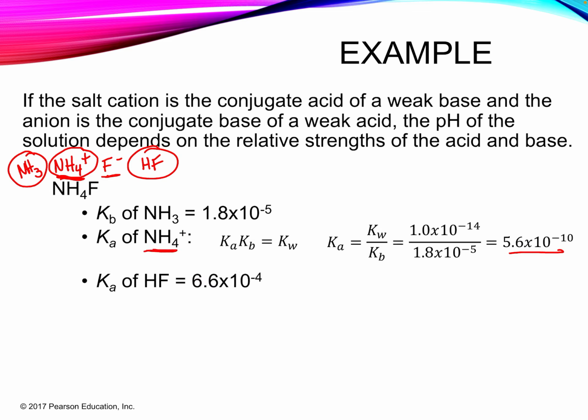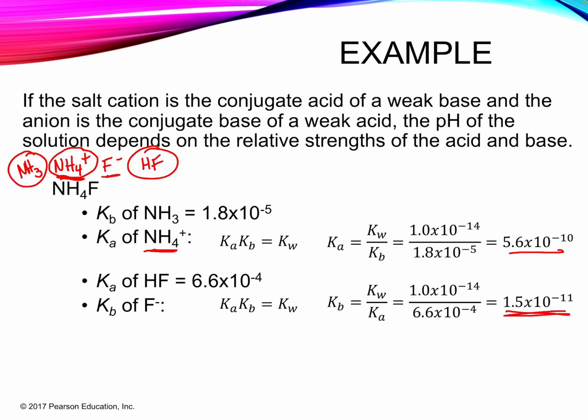And then we'll do the same thing for hydrofluoric acid. It's going to have a Ka value because it's an acid, but we need the Kb value of the fluoride because that's the one that's acting as a base. So again, we can use Ka times Kb equals Kw, and then solve for our Kb. And then we'll compare them. So if we look, which one's bigger? This one's bigger. So since our Ka value for ammonium is bigger than the Kb value for the fluoride, our solution is going to be acidic, because the acid will affect the pH more than the base.